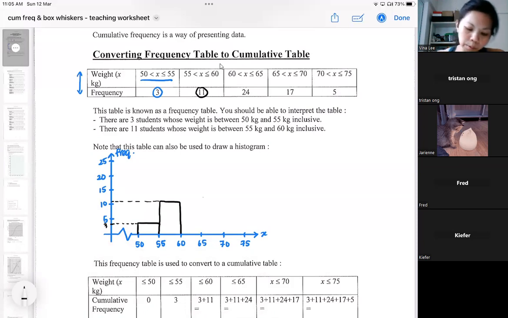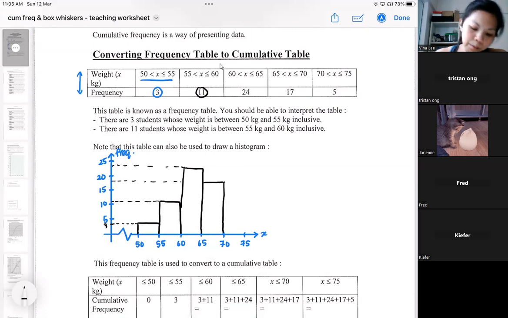Okay, so subsequently you just draw. That's how you actually get a bar chart. Okay, mine very ugly here, but I think you get the idea how we get the bar chart. So here is like 17, 24. Then there is a 5 here. So in fact, that is a histogram table.